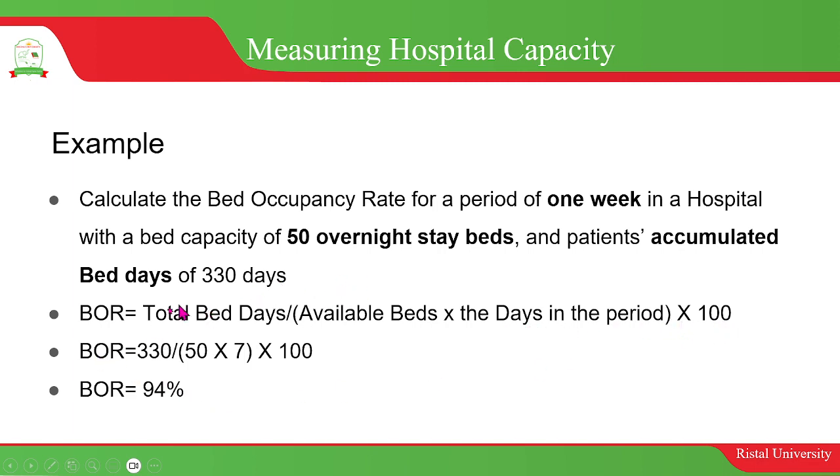So substituting this in the formula, we have 330, which is our bed days, divided by 50, the number of our beds, then times the period we are measuring. This time we have 7 days. 1 week is 7 days, so this 7 is for the 1 week, and then times 100% gives us 94%. So this tells us that for this 1 week period, 94% of our beds are occupied.